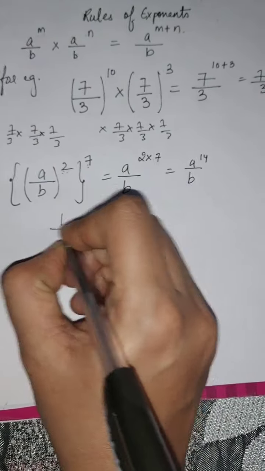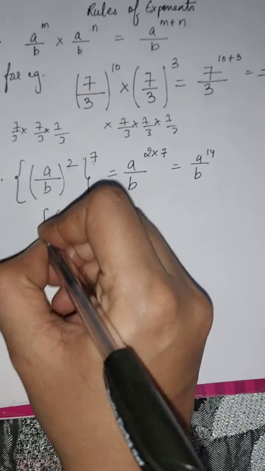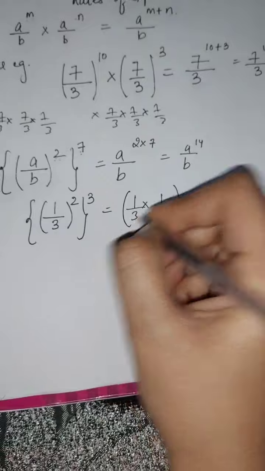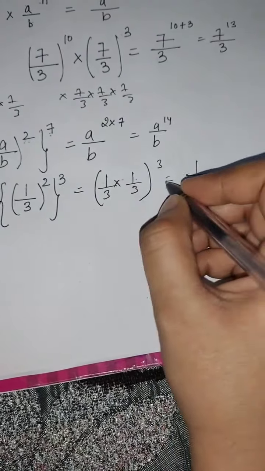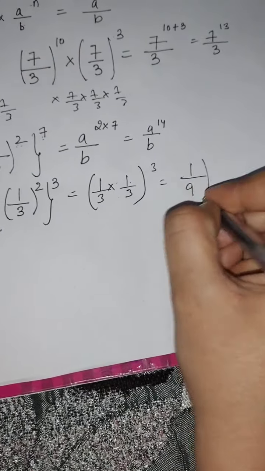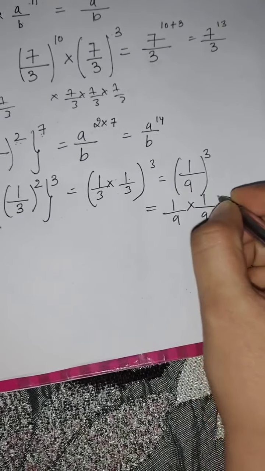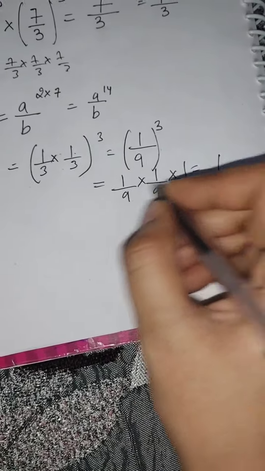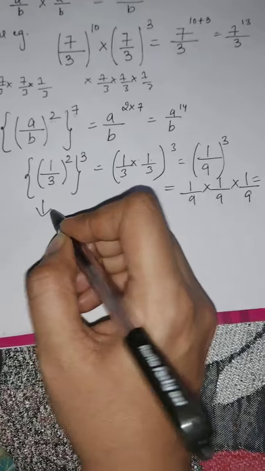Suppose I have a fraction 1 upon 3 with power 2 written, and then a curly bracket is made and outside is written 3. So instead of solving this sum, 1 upon 3 into 1 upon 3, then raising it to the power 3, okay, that means 1 upon 3, 1 into 1 is 1, 3 into 3 is 9, then taking that 3 times. Instead of doing such a lengthy calculation, multiplying and dragging this, what do we do? We have another shortcut method.